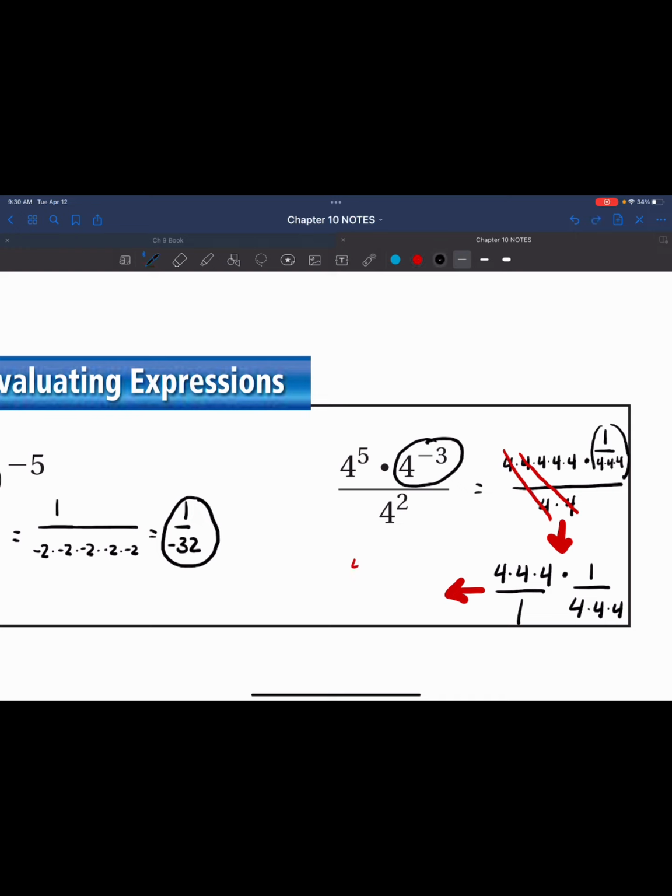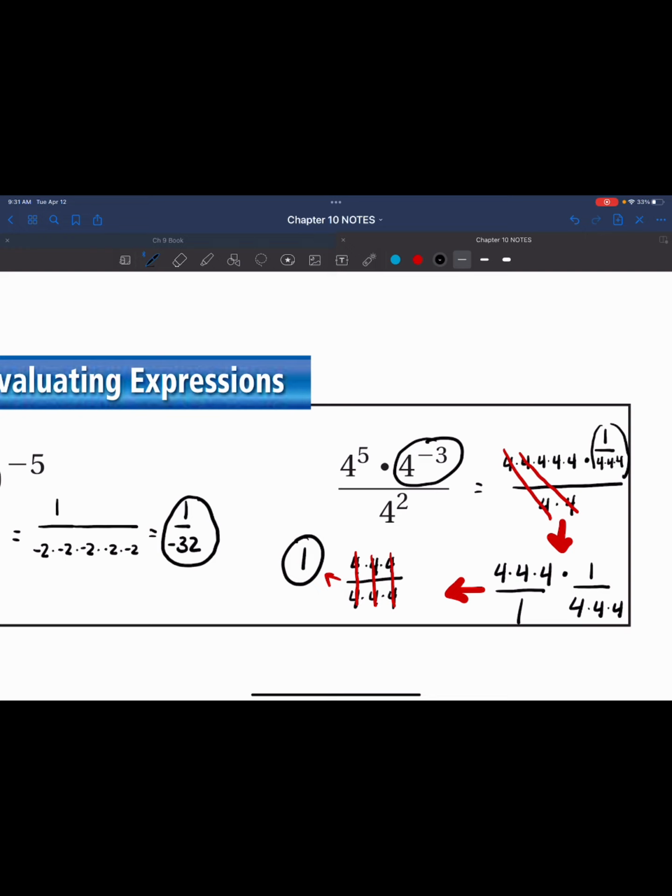Oops, let me get my black pen. 4 times 4 times 4 times that 1 on top. This is 4 times 4 times 4 times 1, which is just 4 times 4 times 4. This is 4 times 4 times 4 times 1 as well. So don't I just have 4 over 4 over 4 over 4 times 4 times 4? Didn't I just say a 4 over 4 is one whole? If all of those cancel out, what do I have left? 1. Pure chaos, all for it to equal 1.